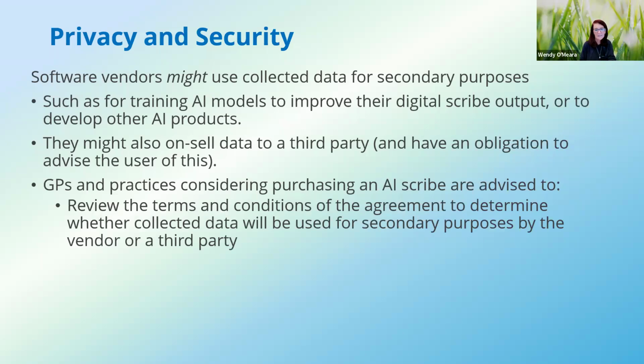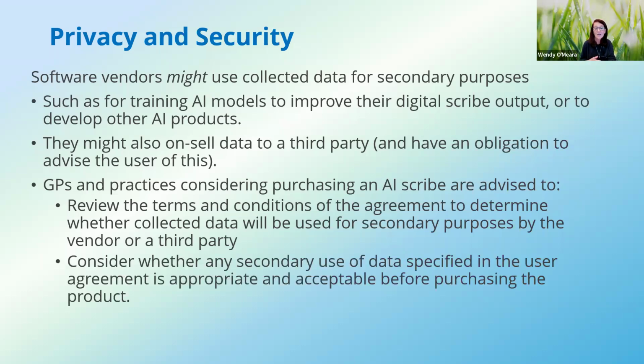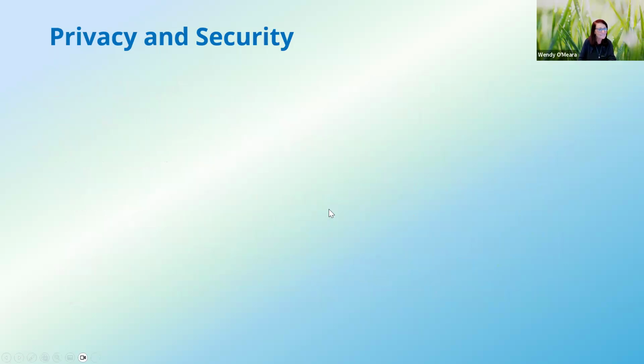Of course, GPs and practices, when considering an AI scribe, you should review the terms and conditions of the agreement to ensure all that information. So where is it stored? How is it stored? Is there any secondary use or third-party use? And consider whether any secondary data specified in the user agreement is appropriate and acceptable before purchasing the product. So you might be happy for some of that information to be shared, particularly as it is de-identified. But I think for that whole security of our records, I would be steering away from providers that actually do share data with other organisations, because it's not ideal, in my opinion, I guess.